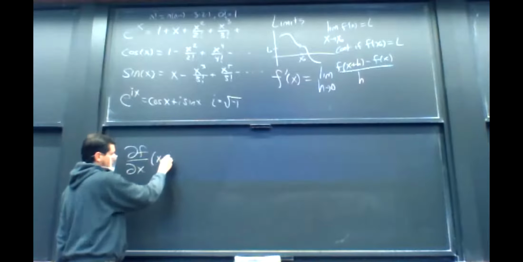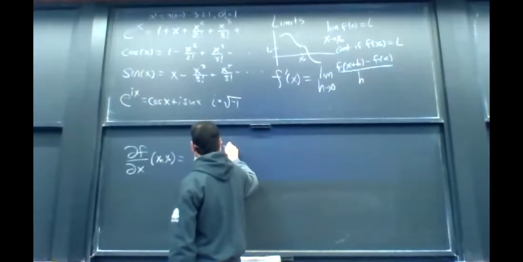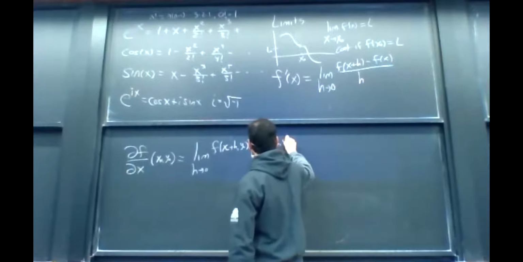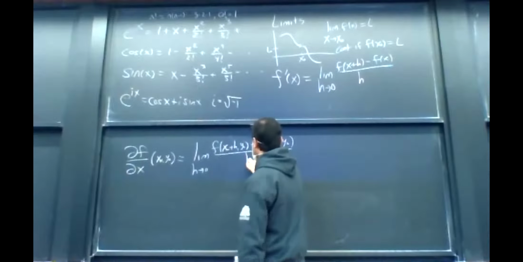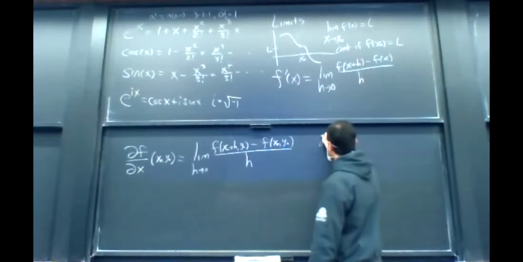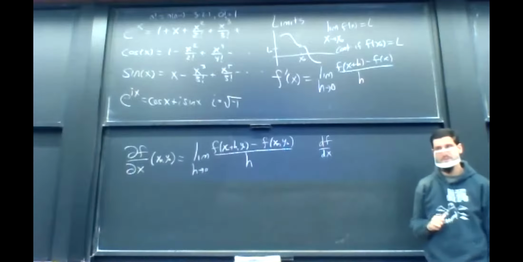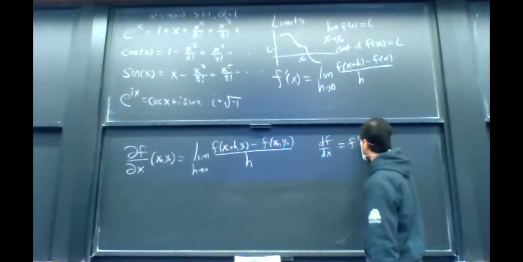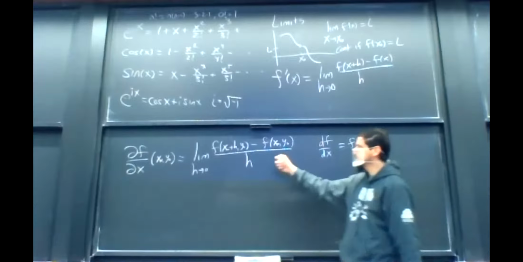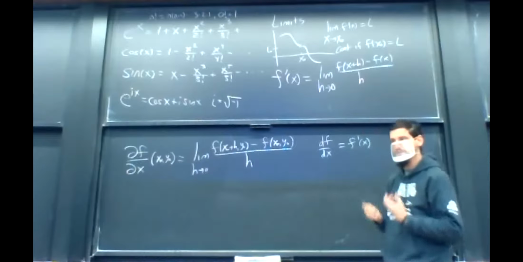The point x naught, y naught, to be the limit as h goes to 0, f of x naught plus h, y naught, minus f of x naught, y naught, over h. This should remind you of the notation df/dx from before, when f is a function of one variable. So when we have multivariable calculus, this is far better notation, because you can look at it and you can see what the derivative is.